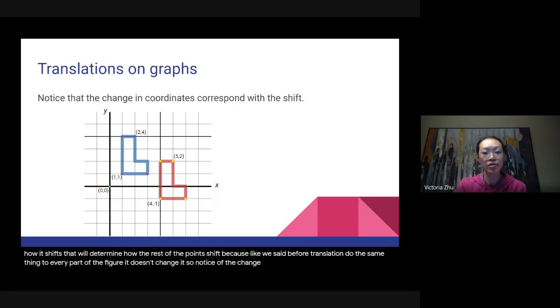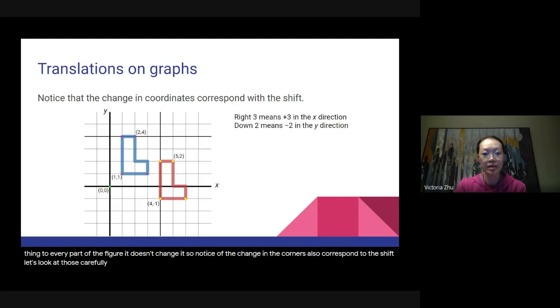So notice that the change in the coordinates also correspond to the shift. Let's look at those carefully. So our translation was right 3 down 2. Well, right 3 means a positive 3 in the x direction. Down 2 means negative 2 in the y direction.